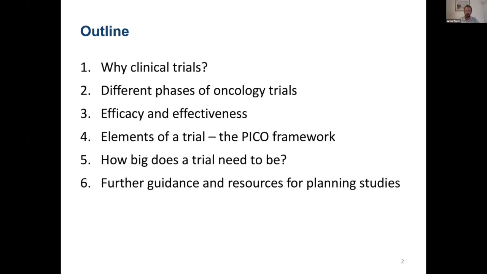I'll start off with talking about why clinical trials. I'll be focusing on oncology trials, but a lot of what I say is more generalizable to different types of trials. I know not everyone here today is working in oncology. I'll talk about efficacy and effectiveness and the difference between them. Then I'll talk about a way of thinking about summarizing the design of a trial, which is called PICO. And a bit of statistics, but hopefully not too much, about how big a trial needs to be, so something about sample size calculation. I'll finish off by pointing you to some further guidance and resources for planning studies.